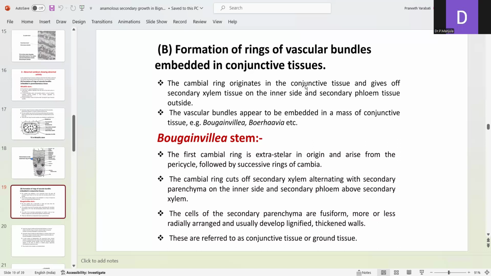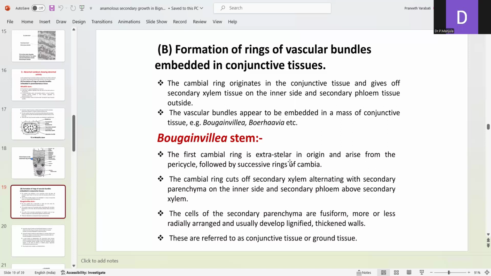So the cambial ring originates in the conjunctive tissue and gives secondary xylem tissue on the inner side and secondary phloem tissue outside. So the vascular bundles appear to be embedded in the mass of conjunctive tissue. Examples are bougainvillea and Boerhavia. Here the example is the bougainvillea stem.